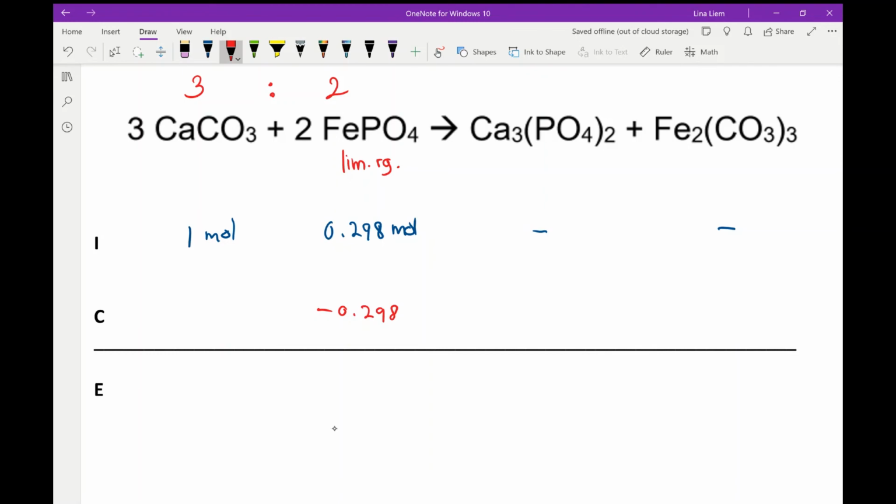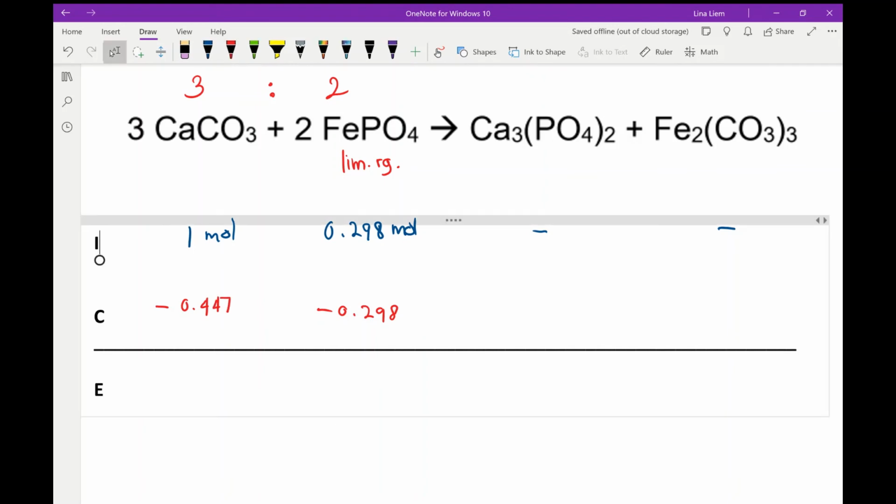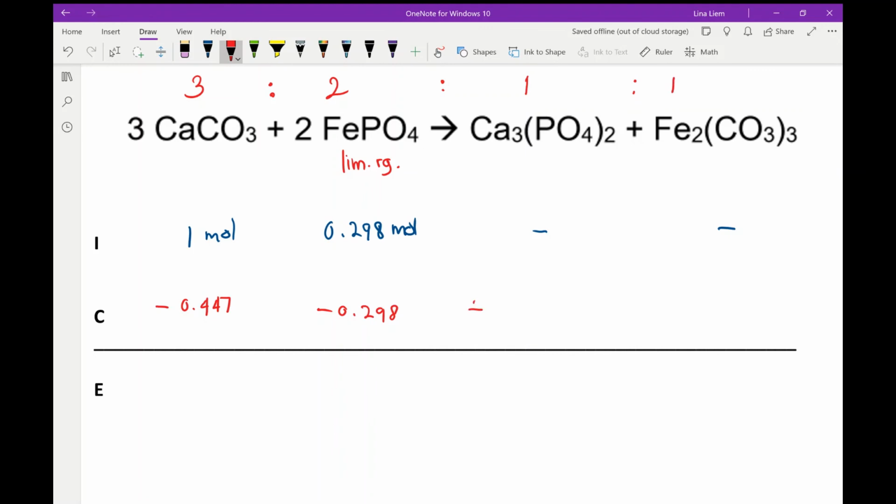So using the ratio, we find that 0.447 mole of calcium carbonate reacts, and this reaction will give you, look at the ratio again, 0.149 mole here and 0.149 mole there.